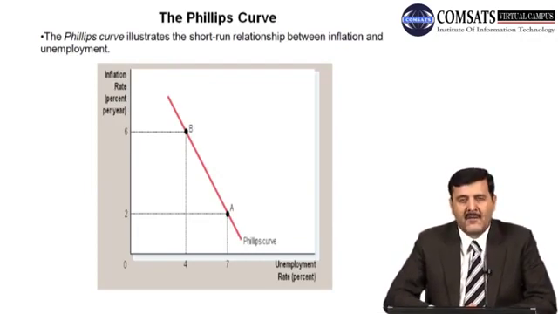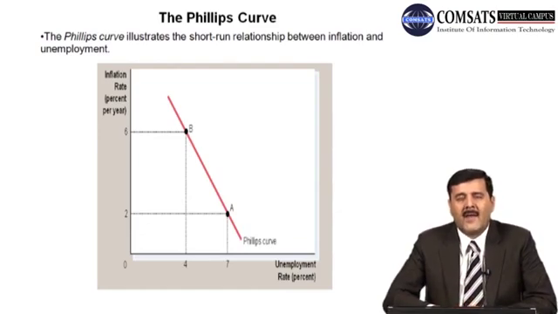Look at point A. We have 2% inflation in the economy and 7% unemployment rate in the economy. Now suppose if inflation goes up from 2 to 6% in the economy, naturally unemployment will go down from 7 to 4% in the economy.